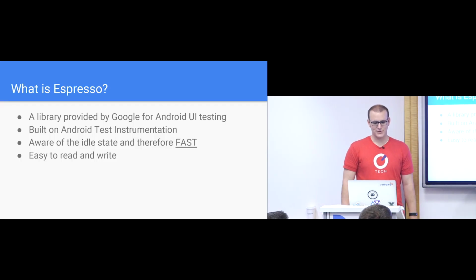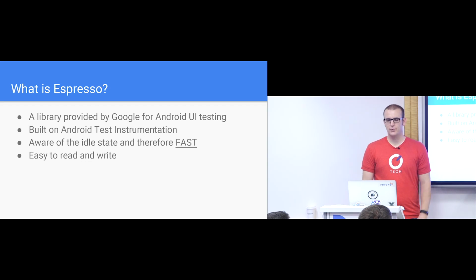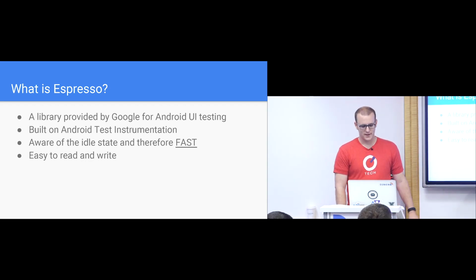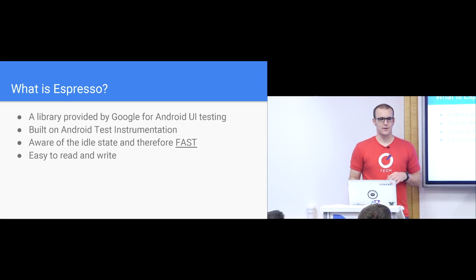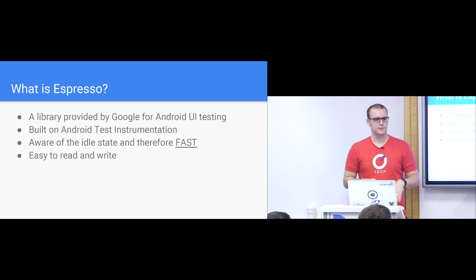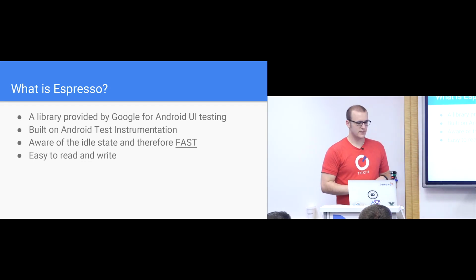So Espresso in 2 minutes. I'll time myself. All right, so what is Espresso? It's a library provided by Google for Android UI testing. It's built on Android instrumentation tests. And it's aware of idle state, and therefore like lightning fast, right? So idle state means that the main thread is not doing anything in your application, and it can continue on, which is different from a normal testing framework that kind of looks from the outside into the Android app, and says like, oh, well, this networking call is happening, let's wait 5 seconds, and then we'll check something. So Espresso is really fast because of that.